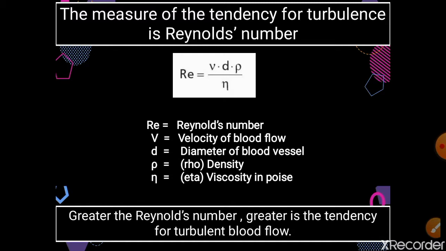As the viscosity of blood increases, the turbulence of blood flow decreases. To understand the effect of viscosity on turbulence, let's remember the definition of viscosity. Viscosity is the friction between the layers of a fluid. Viscosity is inversely proportional to turbulence. To understand this, let's go through an example.